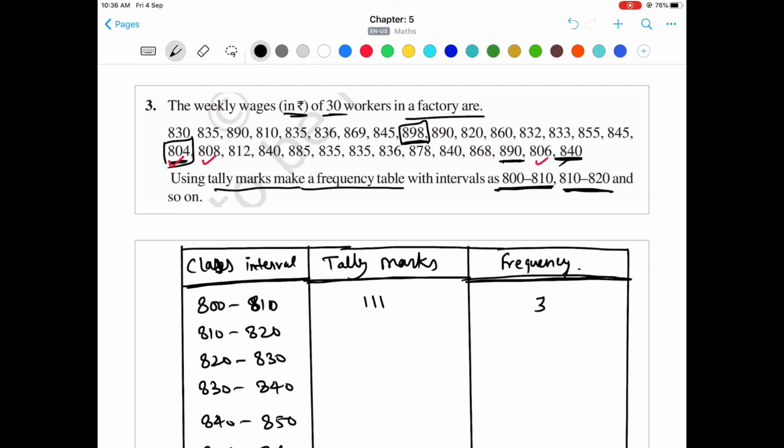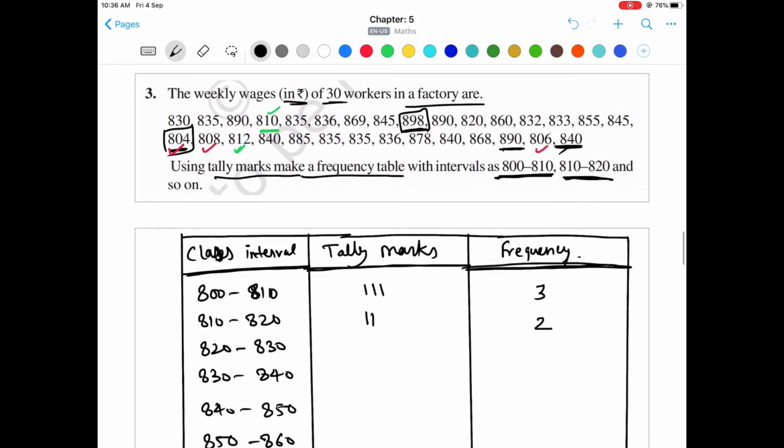So let's see, we have this 810 here, and then we have this 812. We don't have any other number between 810 to 820, so the tally mark will be 2 and the frequency will be written here as 2. Next is 820 to 830.